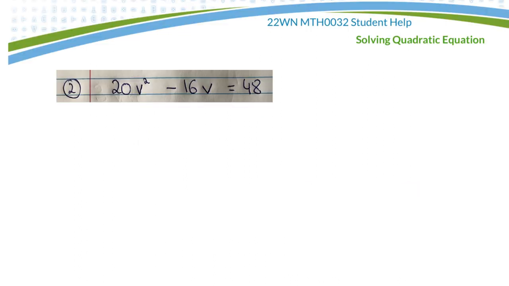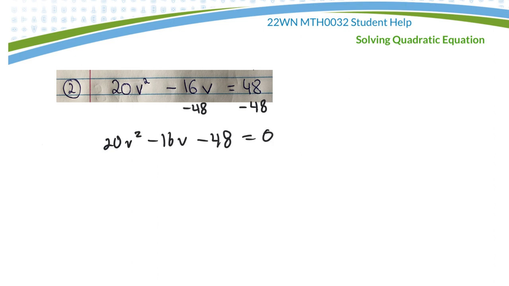So here's another question, very similar one. So I have 20v squared minus 16v, but this time it's not equal to 0. So I'm going to take and I'll subtract 48 on this side and 48 on this side. So I have 20v squared minus 16v minus 48 is equal to 0.